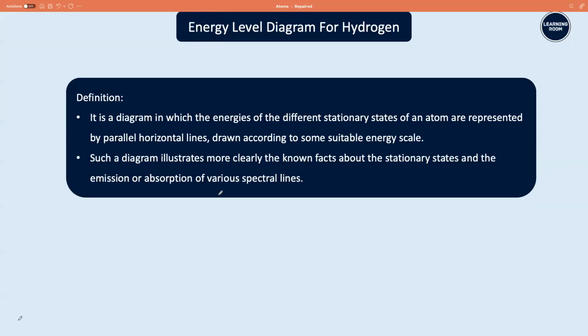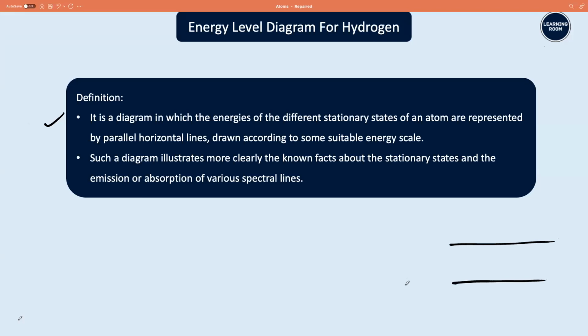So the next one is called the energy level diagram for the hydrogen atom. So this energy level diagram is basically represented in the form of parallel lines where each line represents the energy of the electron in that particular orbit. It is a diagram in which the energies of the different stationary states of an atom are represented by parallel horizontal lines drawn according to some suitable energy scale. So this is 1, 2.